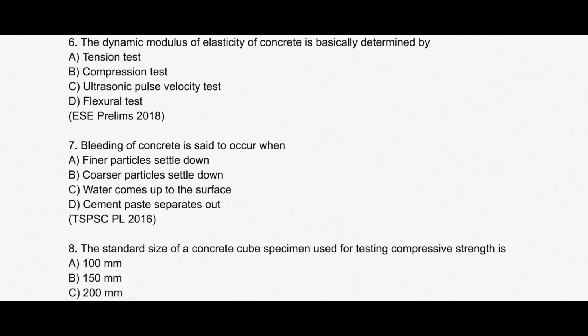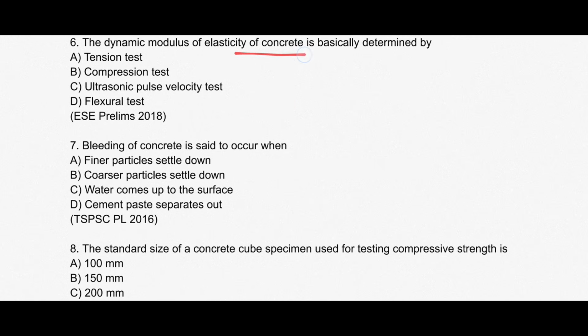Sixth question. The dynamic modulus of elasticity of concrete is basically determined by option A tension test, option B compression test, option C ultrasonic pulse velocity test, and option D is flexural test. So the answer is option C, that is ultrasonic pulse velocity test అని చేస్తాం in order to find the dynamic modulus of elasticity of the concrete.